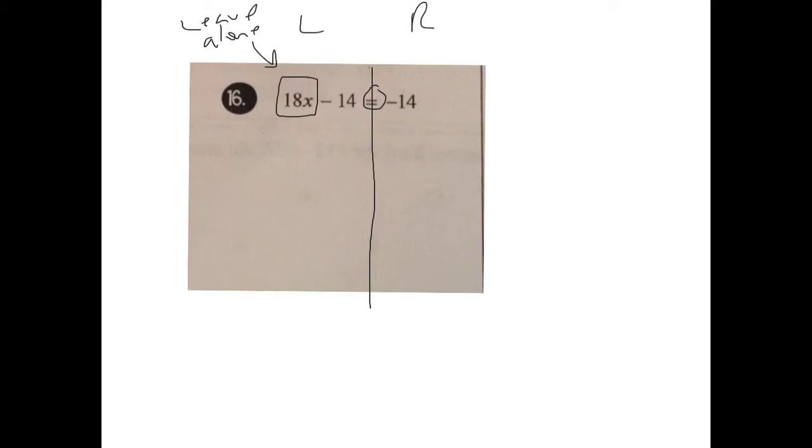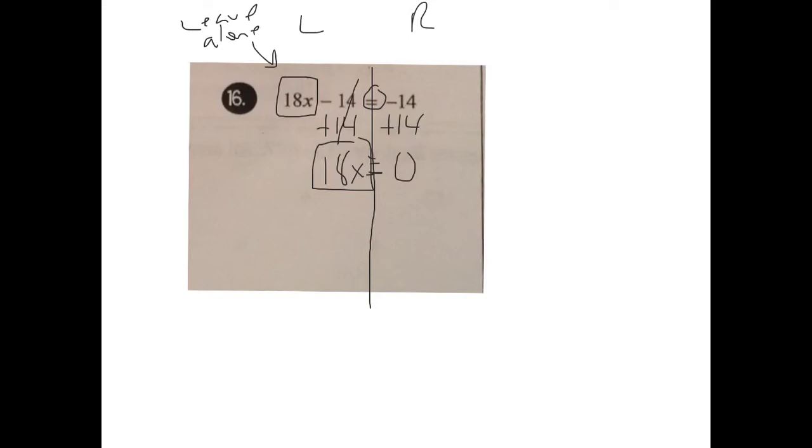Alright, well if I'm going to leave that alone, the only thing I can do is do something with this minus 14. To get rid of a minus 14, we do a plus 14 to both sides. On this side, negative 14 plus 14 is 0, so those go away, and I'm left with 18x. Bring down my equal sign. Negative 14 plus 14 is 0. I can't make it go away because I have to have something on that side. Here's my box again.